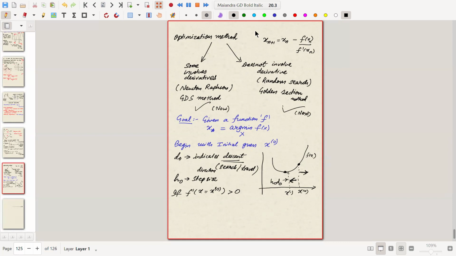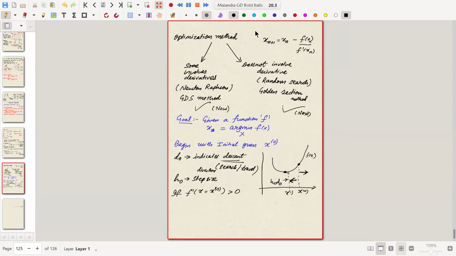I will tell you once again. If f prime of x at your initial guess is greater than 0, then that means your function is increasing as x is increasing. Your job is to find the minimum of f of x. So where should the next guess be? Should it be on the left or should it be on the right? How many of you are saying left? How many of you are saying right? Right.